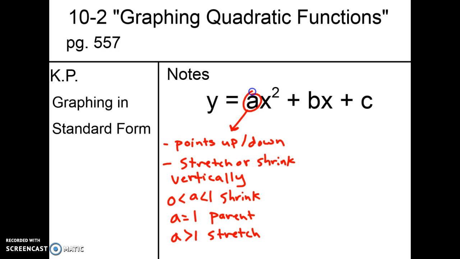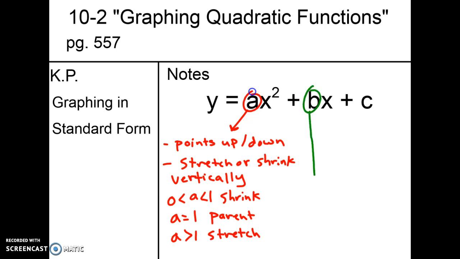And that would be the same on the negative side of things. So if it's negative, it just means that it's pointing down. And then if it's between 0 and -1, it would be shrinking, pointing in the negative direction. And if it's less than -1, then it would be stretching in the negative direction. So hopefully that'll bring back some of the concepts from 10.1.